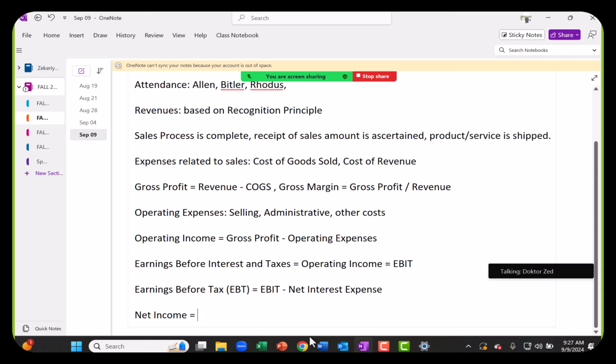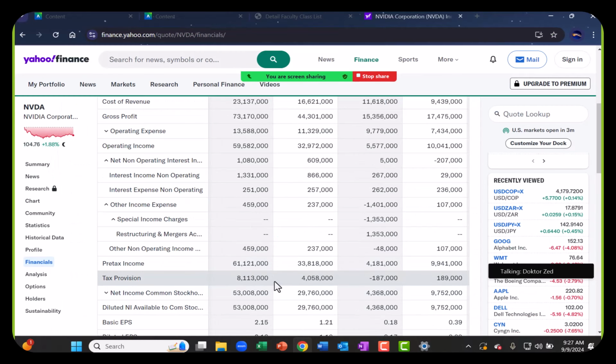And net income is simply EBT, and we abbreviate that to NI. That's going to be EBT minus taxes. Let's see how much tax NVIDIA has paid. About $8 billion out of a pre-tax income of 61. So that is about 15%, I think.